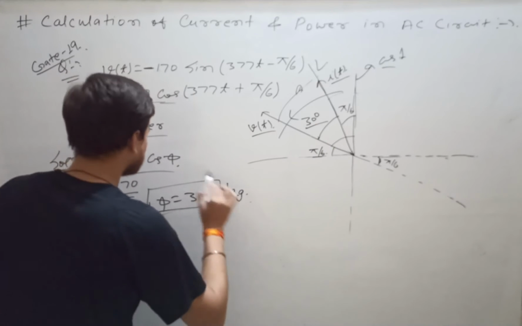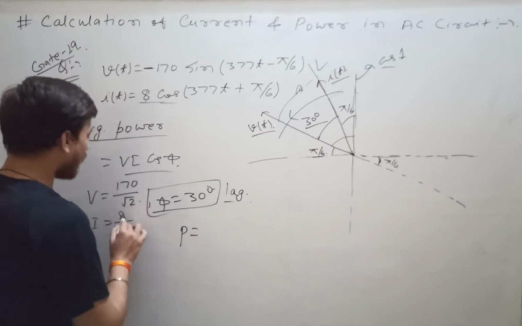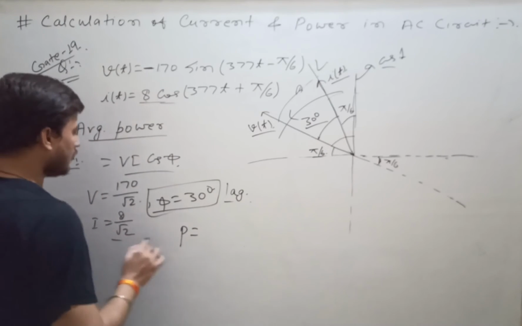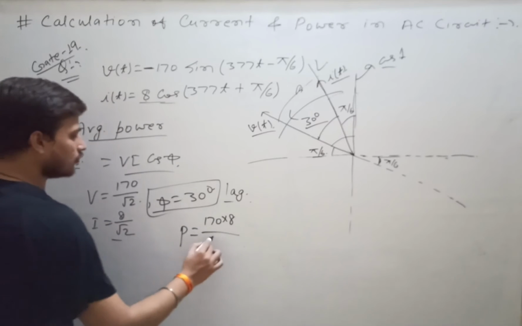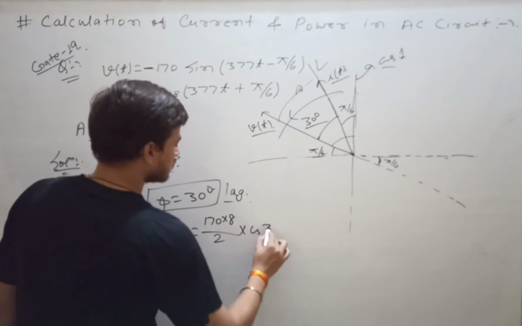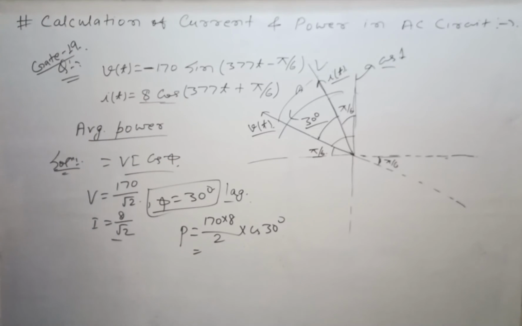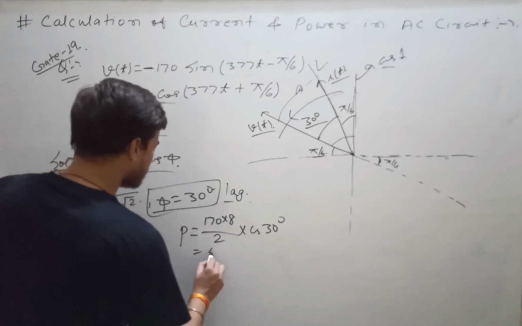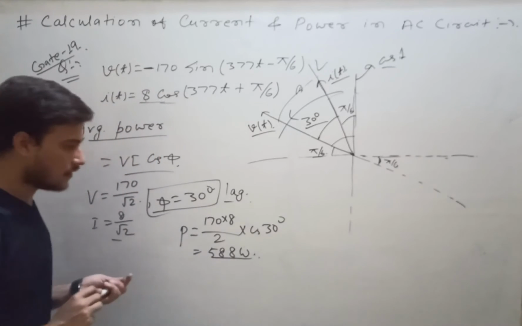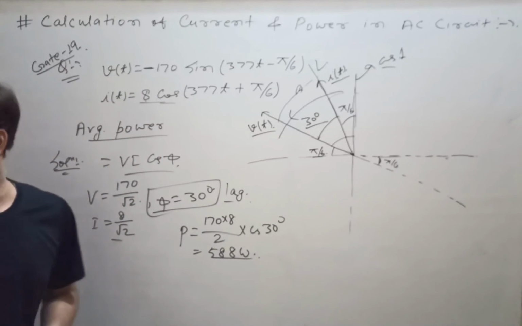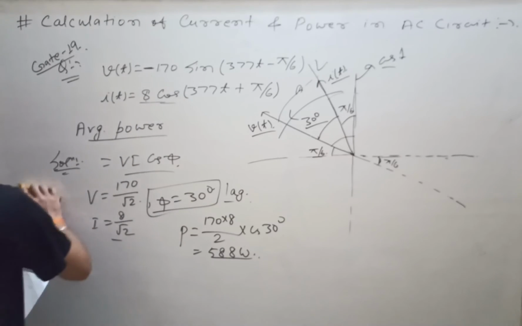Now if you write the average power, it will be V I cos phi. So V I, that means 170 into 8 divided by root 2 into root 2, that is 2, into cos 30 degree. From here it is coming 588 watt. 588 watt is the answer. Let us solve one more problem.